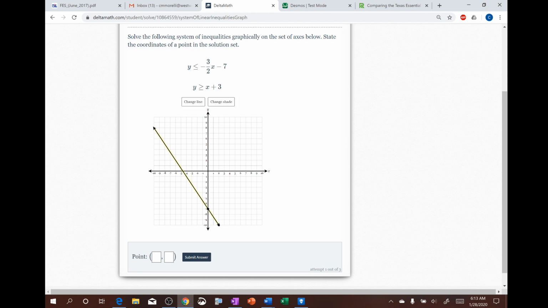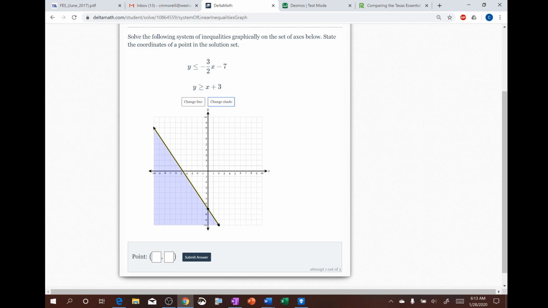Tap right there. And we have to look at the inequality symbol itself to determine whether or not we have a solid or a dashed line. This is a less than or equal to symbol, so we have a solid line, and because it's a less than symbol, we're going to shade below the line.